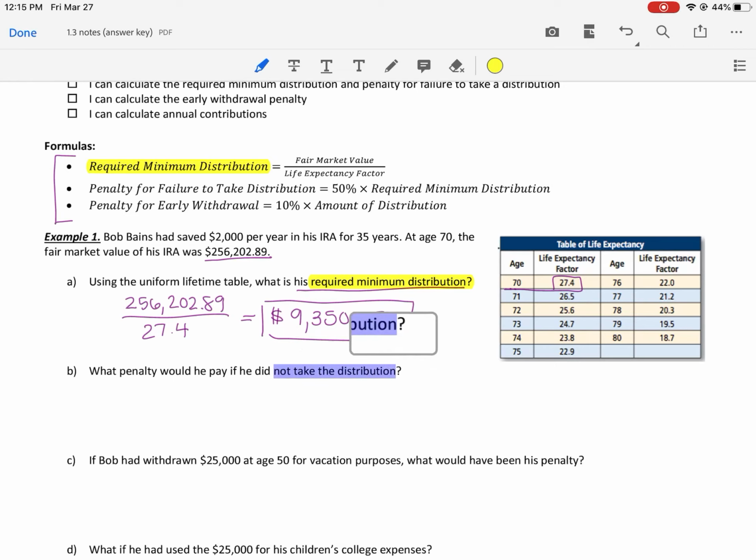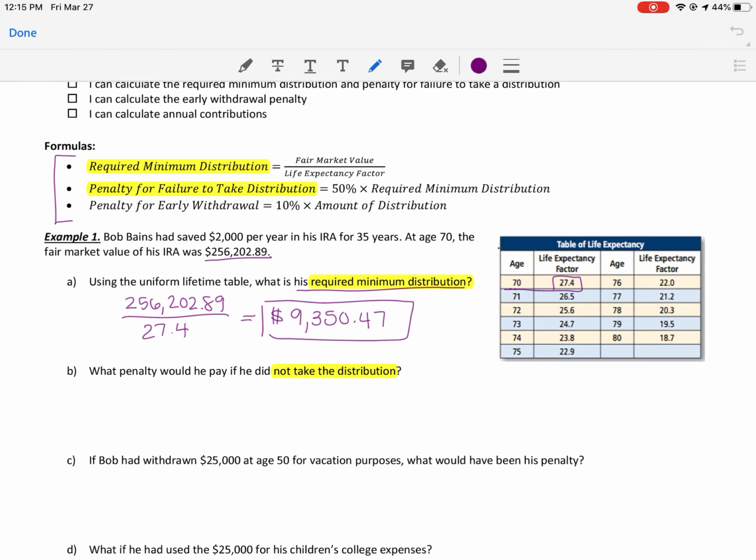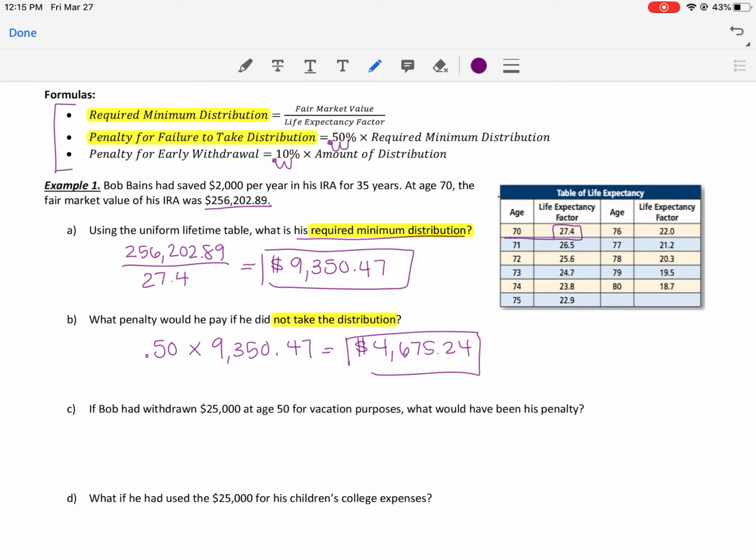If he failed to take out that much money, so if he did not take the distribution, right? Not take the distribution. So now we're going to talk about the penalty for failure to take it. He's going to get charged 50% of that. So 50% as a decimal is 0.50. So maybe in our things, we should maybe make that like 0.5. And the 10% 0.10, so remember. Times 256. Oh, sorry, not the total amount. So it's times the minimum required distribution. So take your answer from A of 9,350.47. And we end up with $4,675.24.